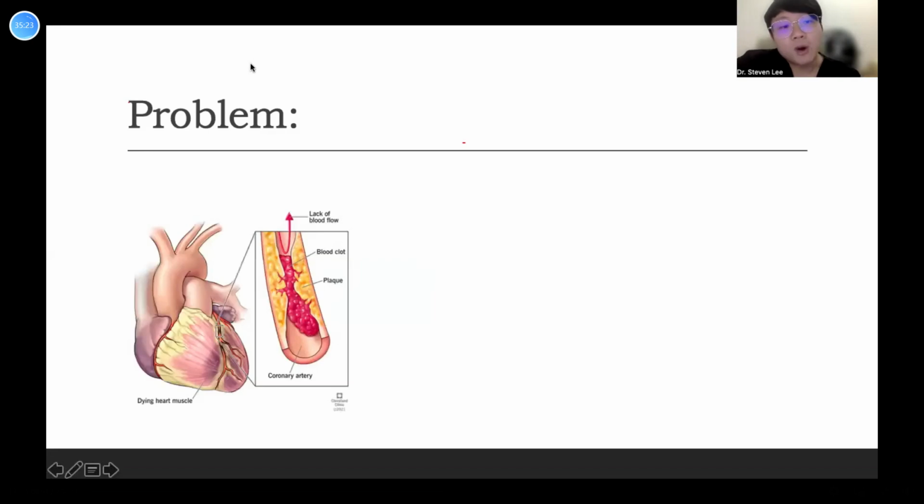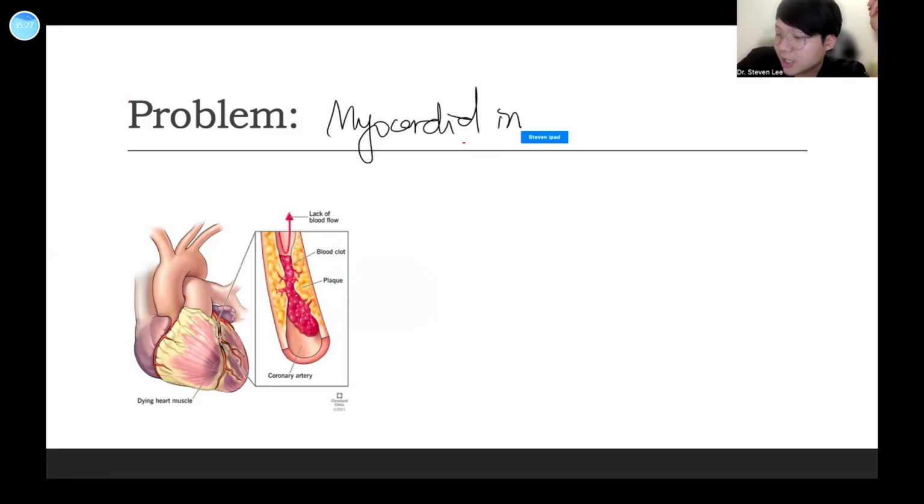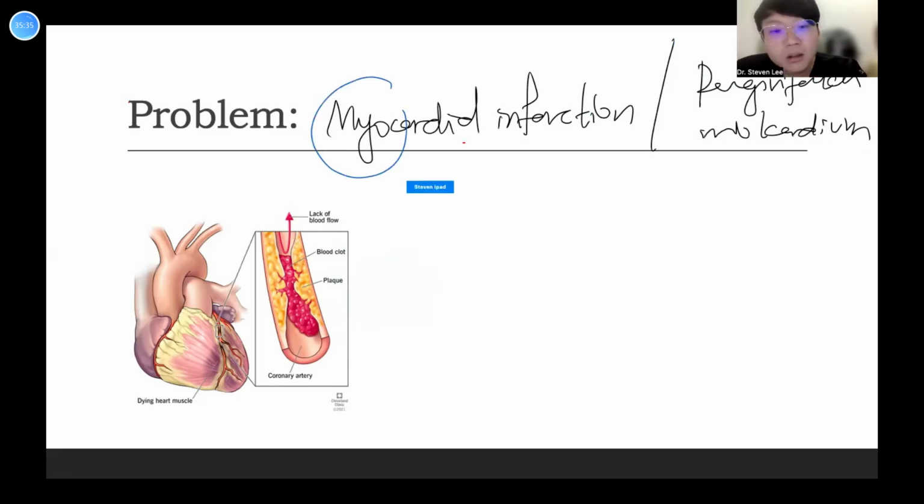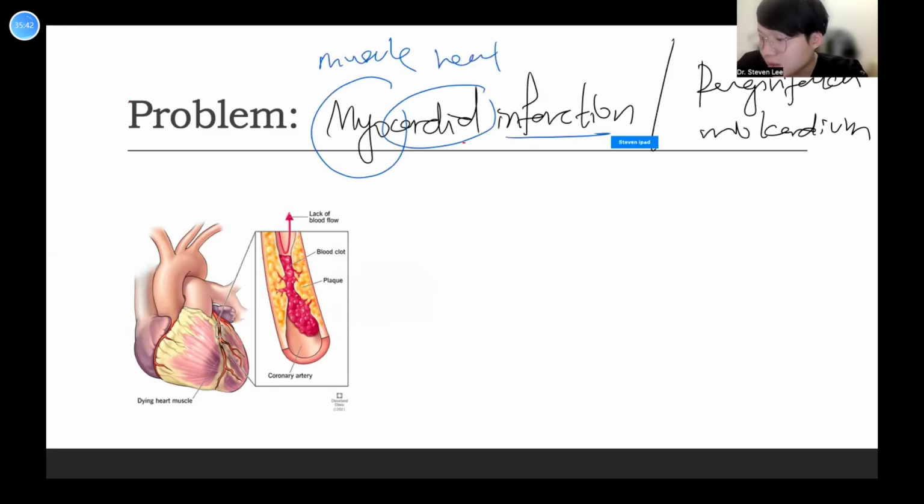Okay. Next problem that is also very important in exam is myocardial infarction. Myocardial infarction, or MI, in bahasa Melayu is called peninfarkan myocardium. So what it literally means is, myo means what? Muscle. Cardio means what? Heart. So heart muscle. Infarction, you know the meaning of the word infarction? Not farting. Infarct means dead. So if you translate the word to normal English, it means the heart muscle is dead.